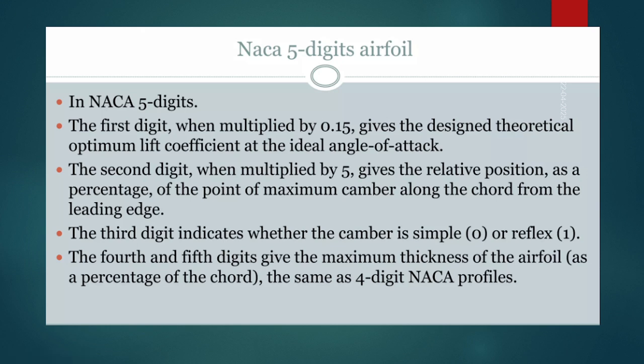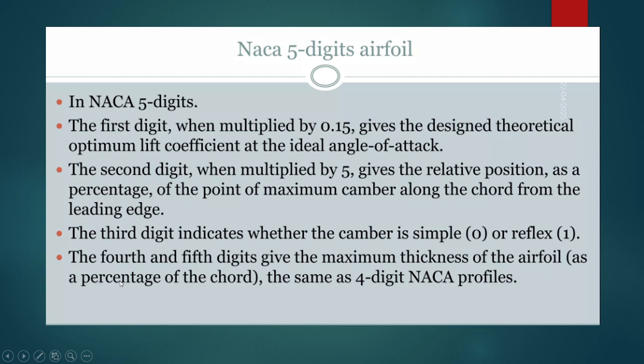When it comes to the second digit, when we multiply the second digit with 5, it will give the relative position as percentage of the point of maximum camber along the chord from the leading edge. The third digit will indicate whether the camber is simple or reflexive. If it is 0, it is simple. If it is 1, it is reflex type.